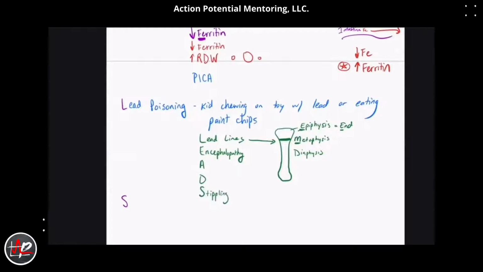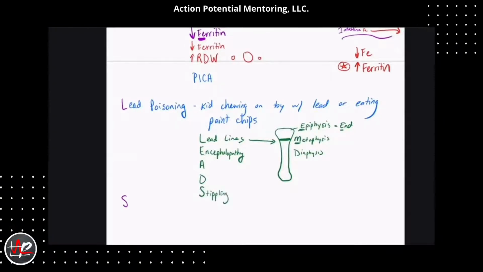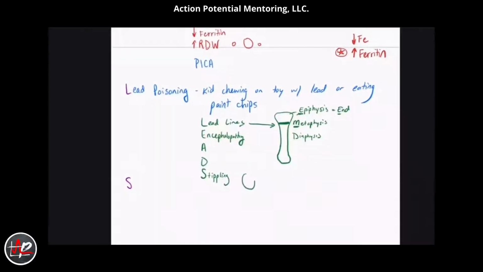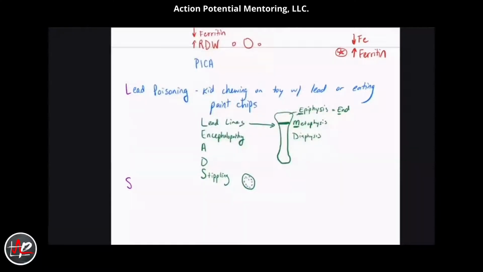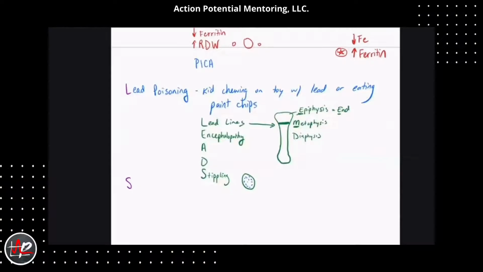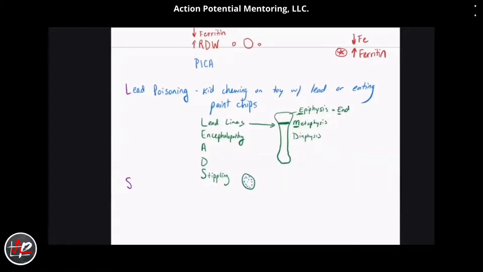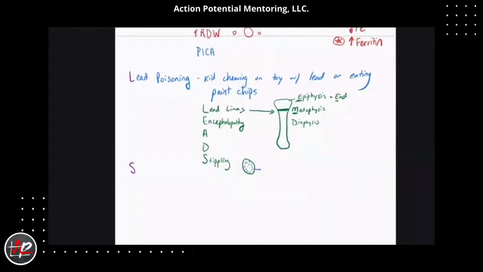All right, so what does that mean? What is stippling? Stippling is, if you look at a red blood cell, there are going to be blue dots all throughout the red blood cell. And that's called basophilic stippling. Basophilic just means blue. So remember, B for basophilic, B for blue.